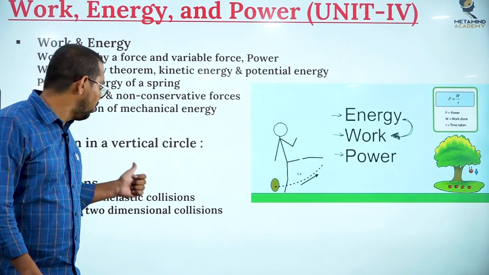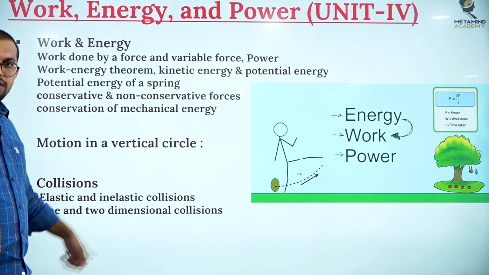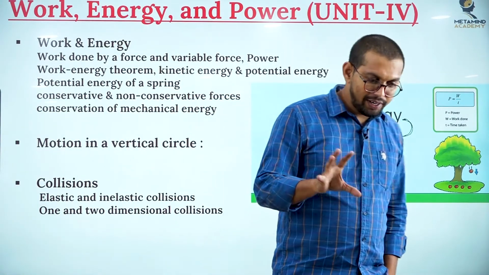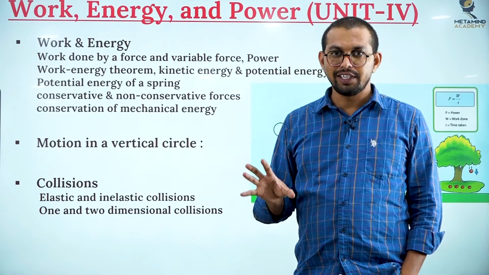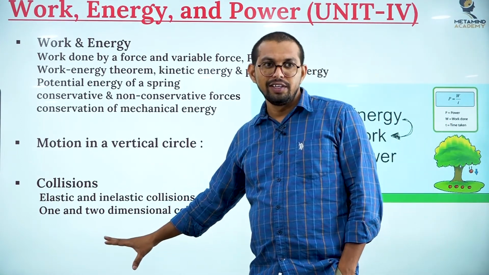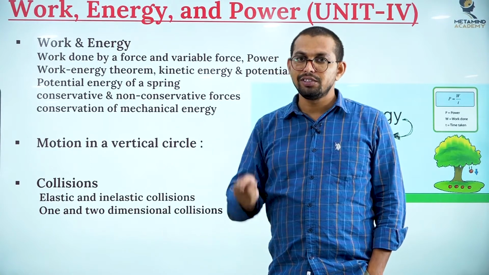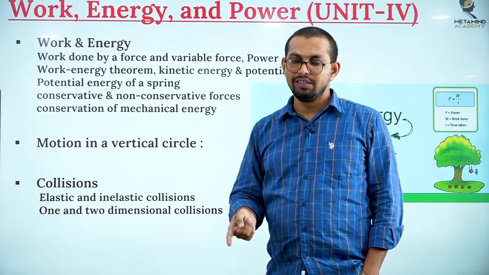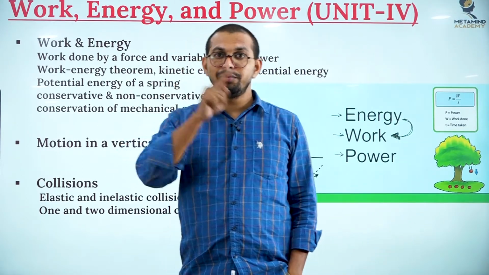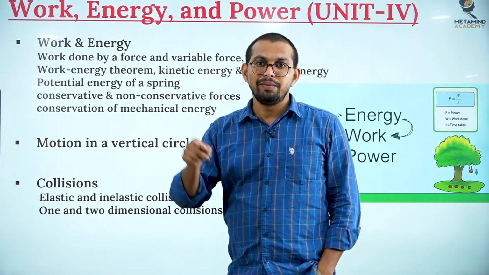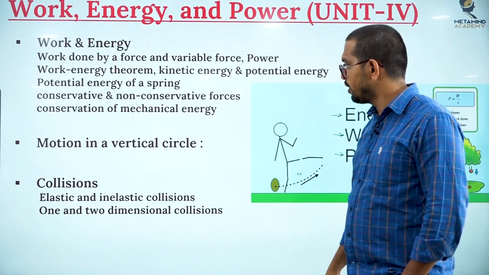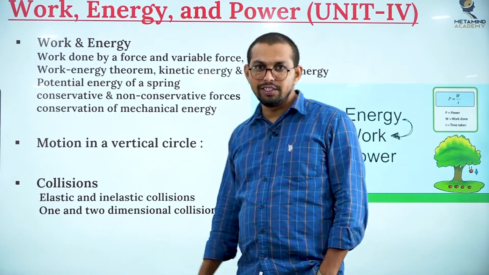Now coming to the second part of this particular wing, it is motion in a vertical circle. We have studied dynamics of circular motion in the past chapter, but now in this part we will be discussing vertical circular motion, where energy constraints are involved. We are trying to develop the condition for a particle to complete the vertical circular motion, and what happens if it is less or greater kind of conditions. The third category is collisions.